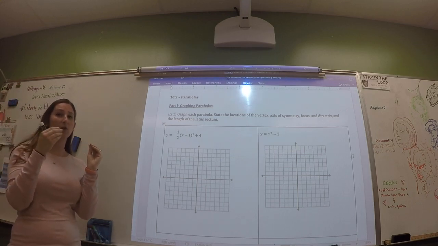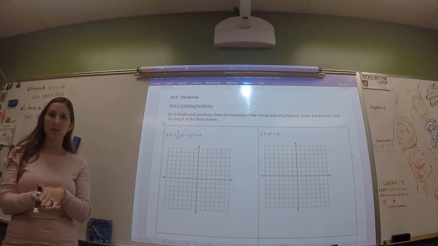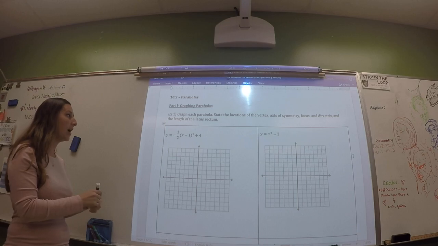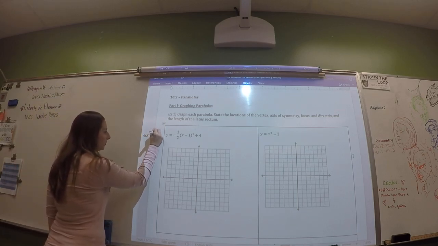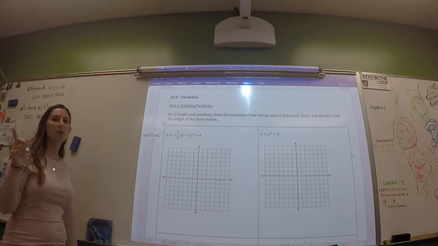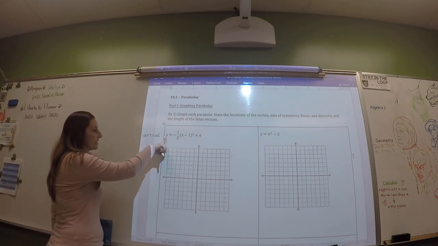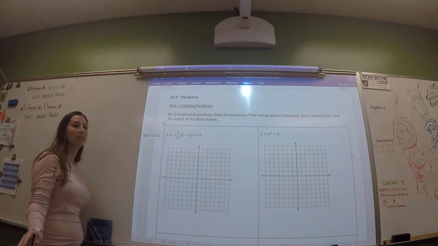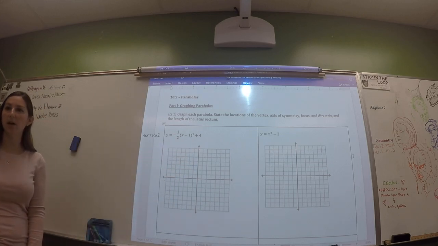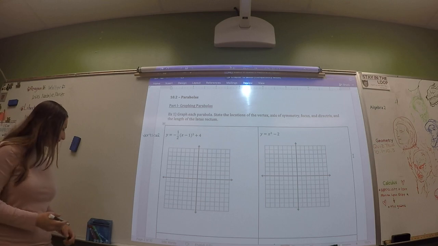Basically, if it starts with y, it's going to be vertical. If it starts with x, it's going to be horizontal. In this case, it starts with y, so this is going to be a vertical parabola. We know it's a parabola because y is not squared and x is squared. It's the only conic section that has one variable not squared and one variable squared. That's how you determine the difference between a parabola and anything else.